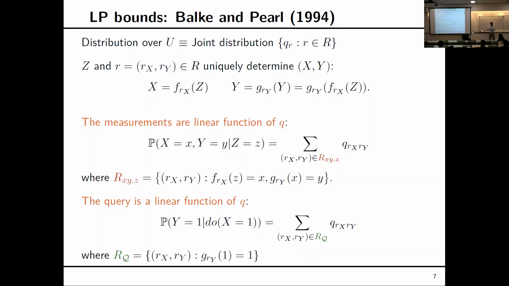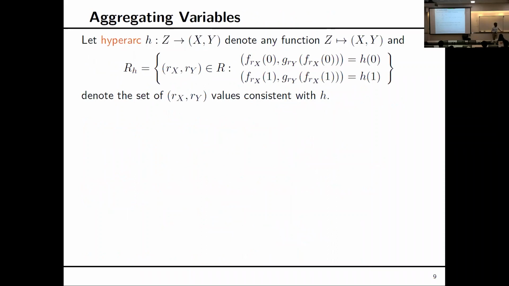As far as the linear program is concerned, I'm only figuring out what is going to happen from z to x and y. And if that pair, somehow I can keep track of how to collapse all of those indices together, I can make a much more efficient linear program. And the question is, can we do that?